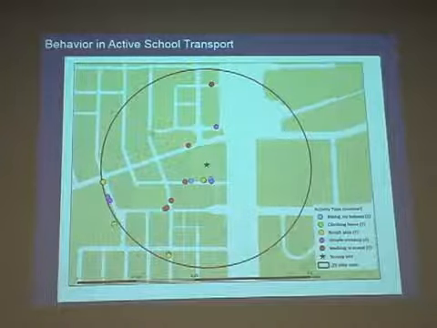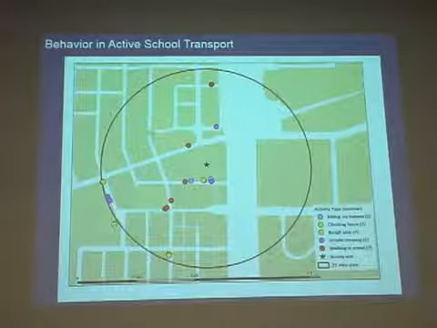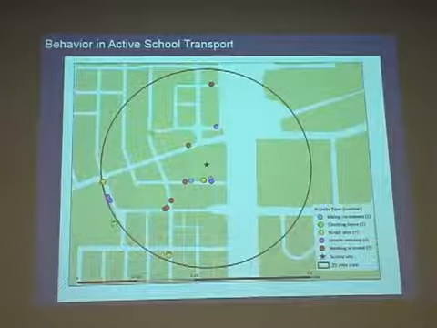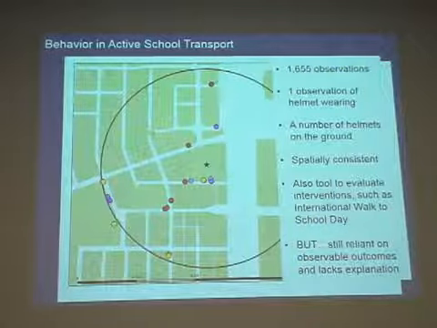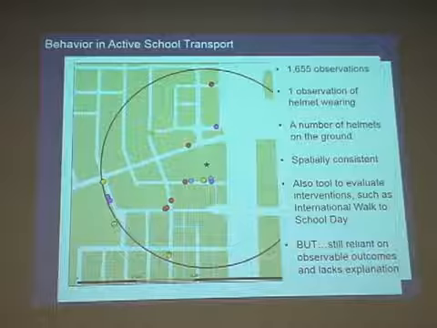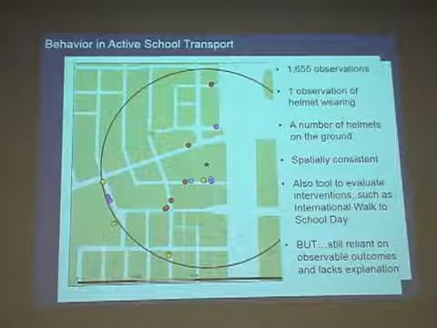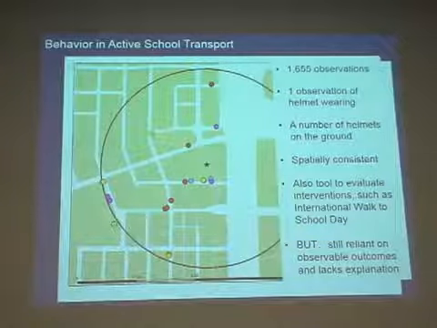They don't want to just give out bike helmets everywhere, which is what they were doing, because it was just a good thing to do. Like, can we find the places where they don't have them and target there? What we actually found, though, is that out of well over 1,600 observations in the summer, one observation of a bicyclist wearing a helmet, and lots of helmets on the ground is actually what we found from this study.